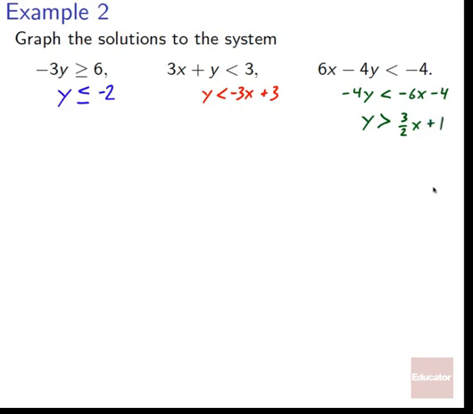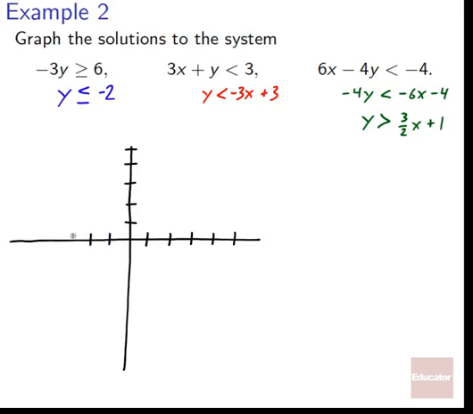So at this point, we've got enough for us to graph this thing. So let's draw some axes in. Make the tick mark spacing just a length of 1. So 1, 2, 3, 4, 5, in each direction. Great. So at this point, we can draw each one of these in.